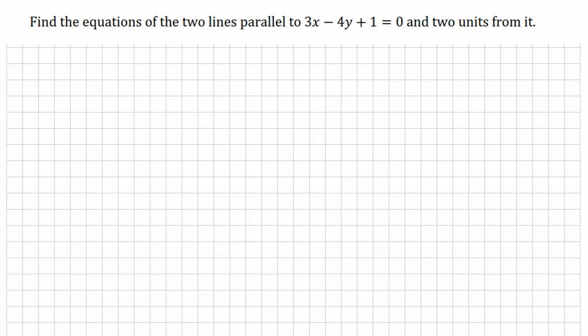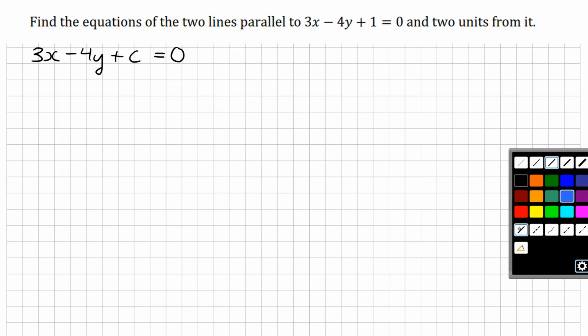Okay, so we define the equation of two lines which are parallel to 3x minus 4y plus 1. We know that lines that are parallel to this line have the same x and y coefficients. So it will be 3x minus 4y plus c that will be the equations of any lines which are parallel to this line they're talking about.